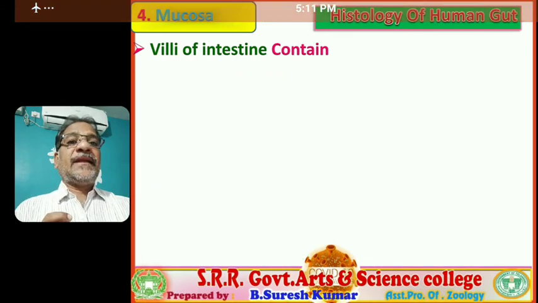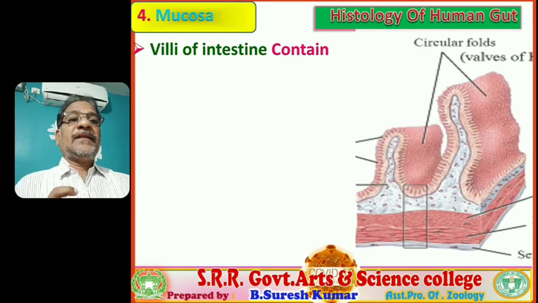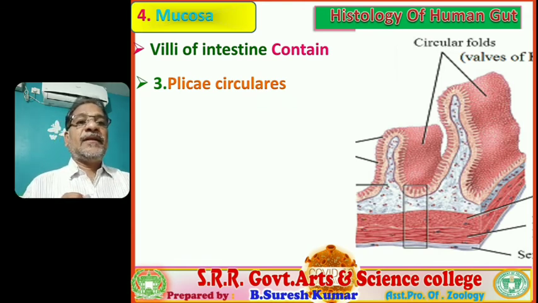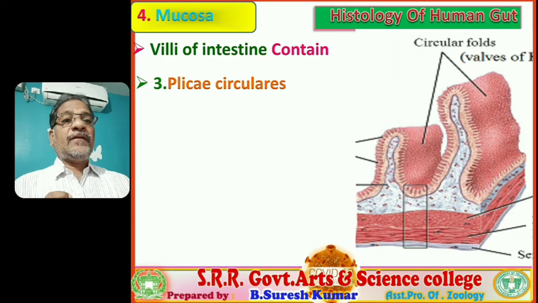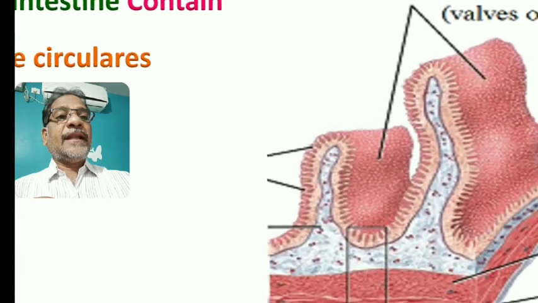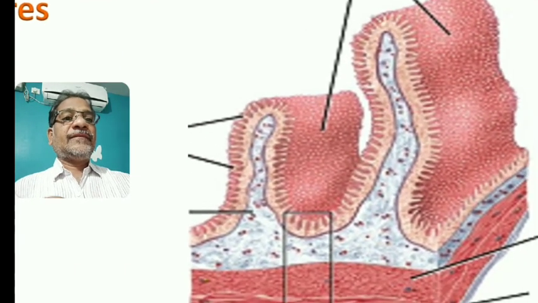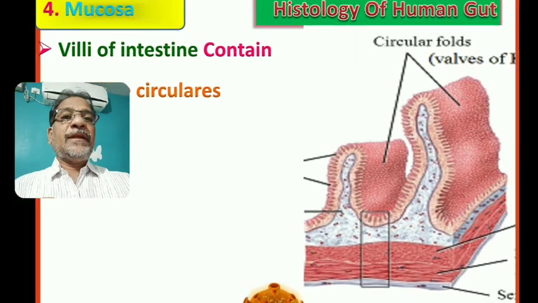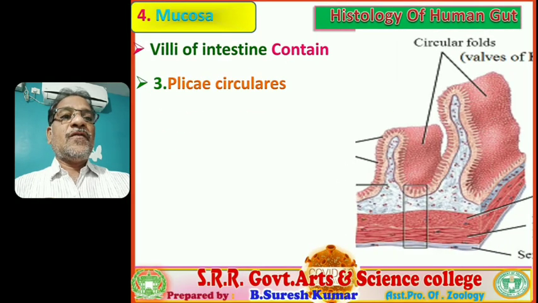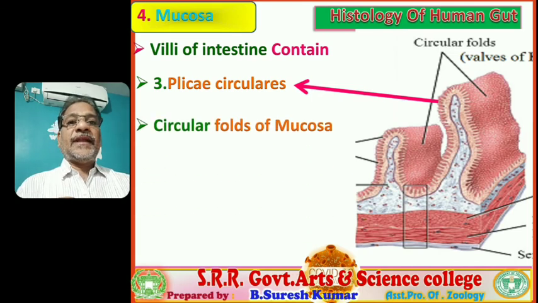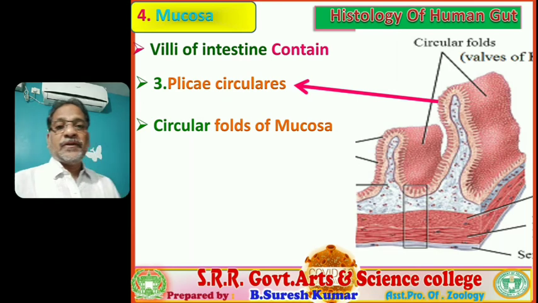What are plicae circulares? Let us see this visual. In this visual, the surface of the mucosa membrane of the villi appears completely different. You observe completely circular foldings there. The mucosa membrane shows circular folds. Those circular folds are called plicae circulares. The circular folds of the mucosa membrane are considered plicae circulares.